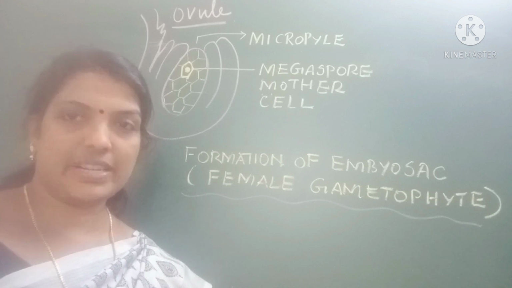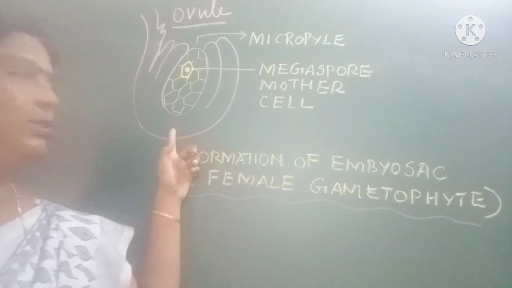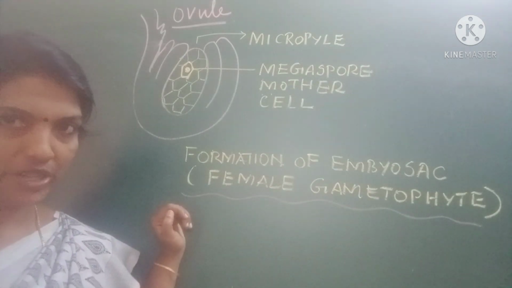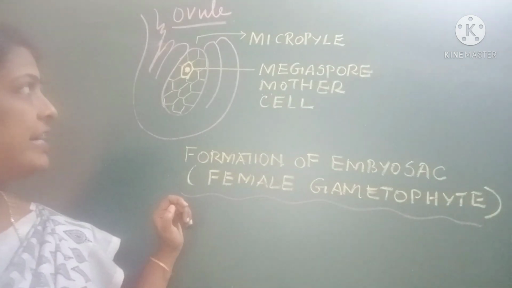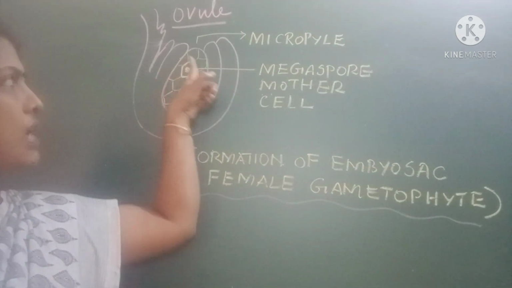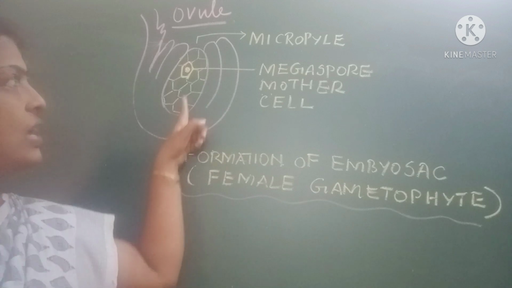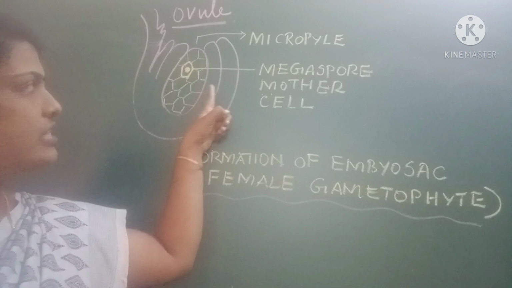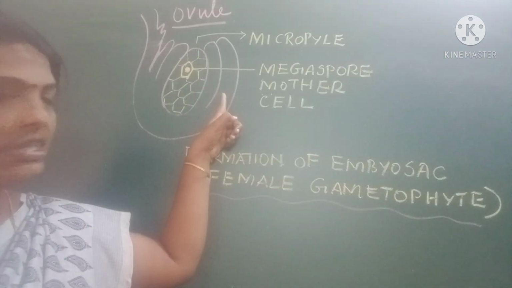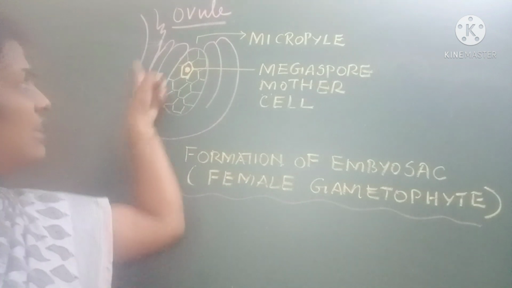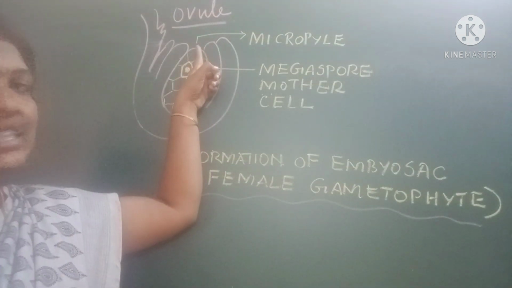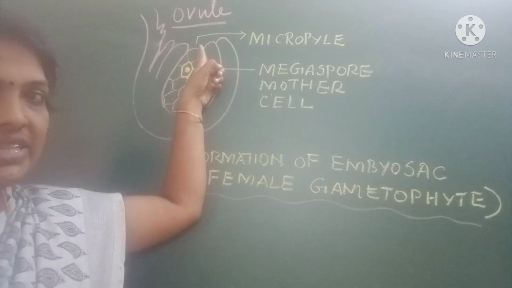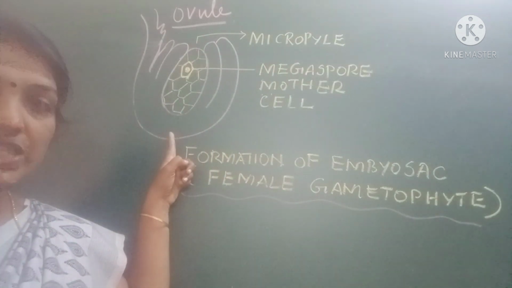In the previous class we studied the structure of the ovule, isn't it? The ovule is otherwise called a megasporangium, and we studied that it consists of a central mass of cells called the nucellus, which is encircled by two outer coverings called integuments. This is the inner integument, this is the outer integument. The integuments encircle the nucellus except at an opening called the micropyle, and that side is called the micropylar side, and the opposite side is called the chalazal end.